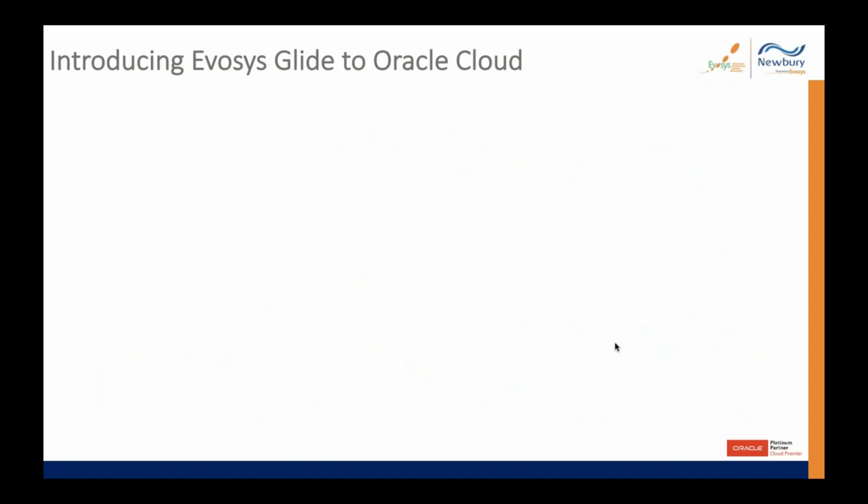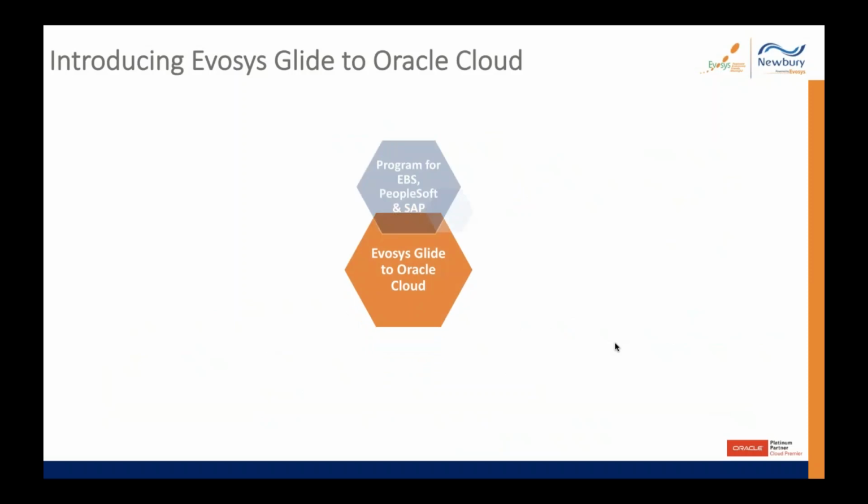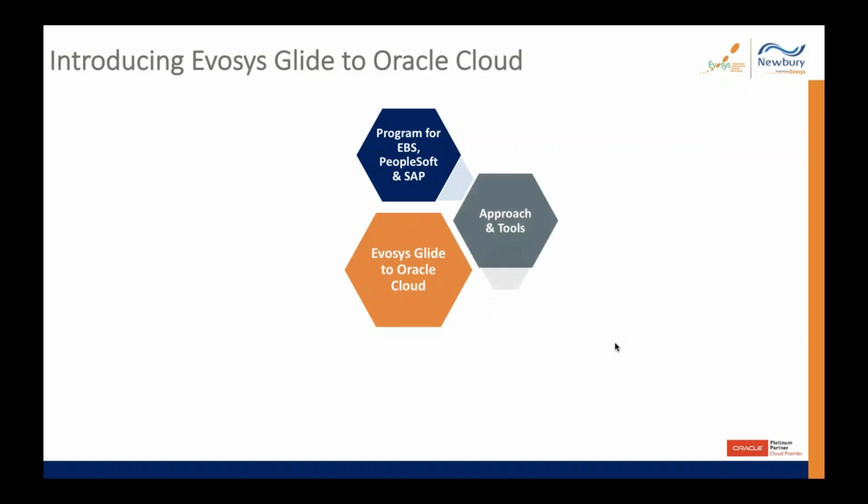So let me introduce the Evosys Glide program. The Evosys Glide program is applicable for eBusiness Suite, PeopleSoft, and SAP customers, as Rick has mentioned. Today, we are going to focus on EBS specifically. Evosys Glide is a combination of a number of approaches and tools which Evosys has developed. The easy example could be the data migration tool. I'm going to talk about it in detail. It is the tool which helps customers extract information from EBS, do a transformation, and then also migrate the data into Oracle Cloud application. We'll go into further details, but there are a number of such tools which Evosys has created, and that's how we define the Evosys Glide program.